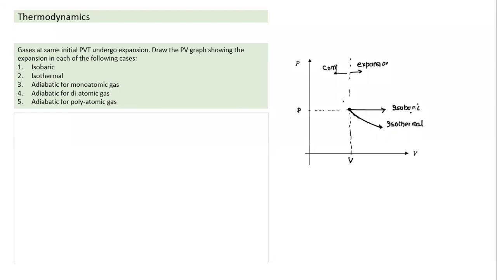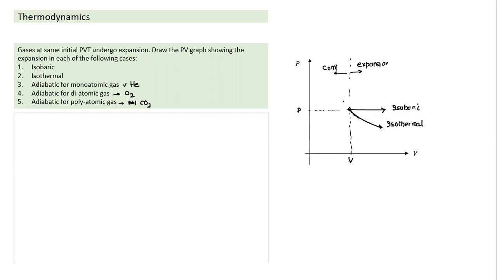Now, once we have isobaric and isothermal expansion, I have adiabatic expansion for three different types of gases. I have a monatomic gas, with adiabatic expansion for something like helium. I have adiabatic expansion for oxygen. I have adiabatic expansion for something like ammonia or carbon dioxide. So for all three gases, if I carry out adiabatic expansion, how would the shape of the curve look? Will they have an identical shape or not? They will not. Why will they not have an identical shape?